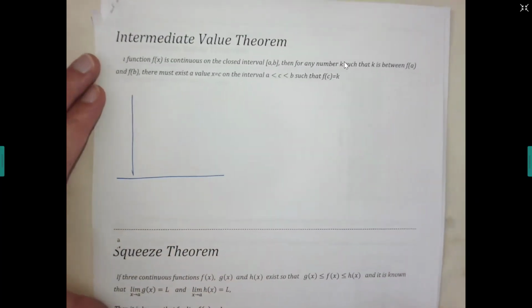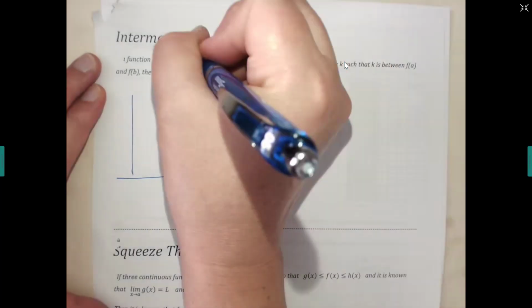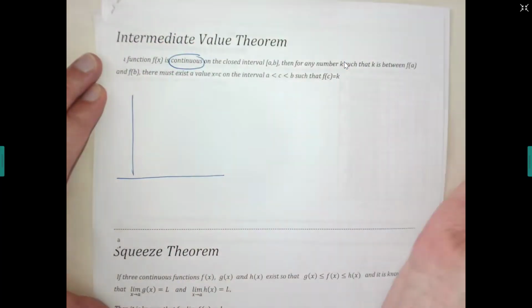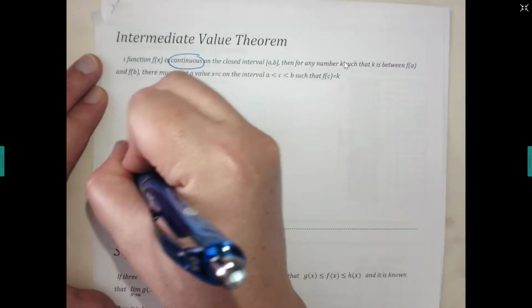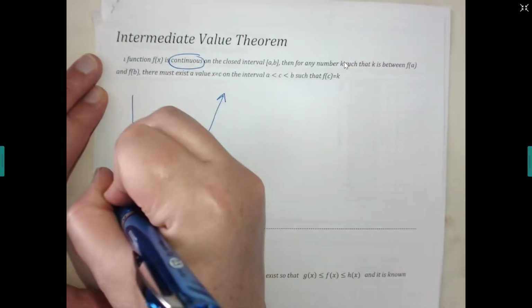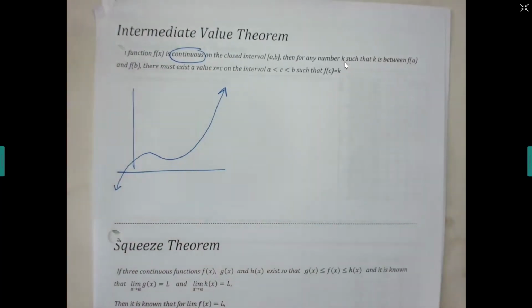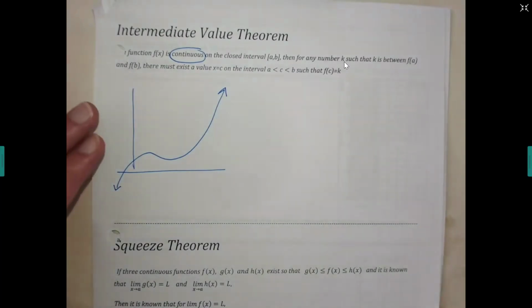It says a function f is continuous. So I want you to start off by drawing a continuous function. Let's just make it look like that. So this is my f of x. So far, we're following instructions. It's continuous. Then it says for any number k between f of a and f of b.